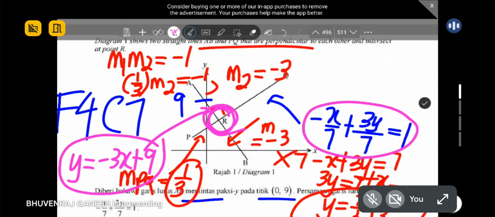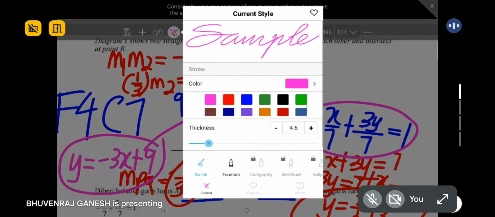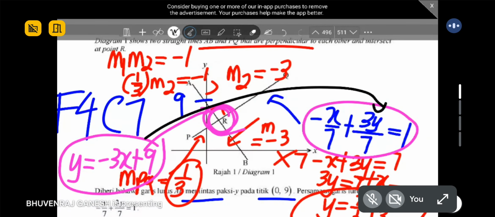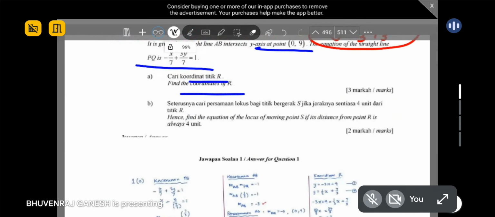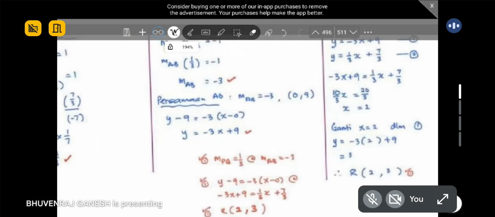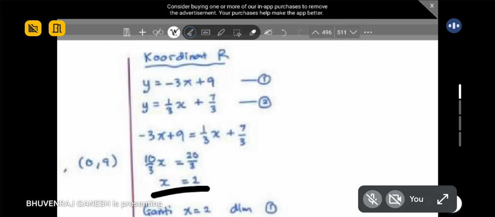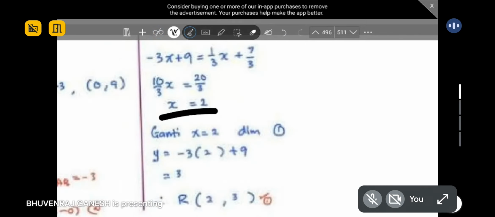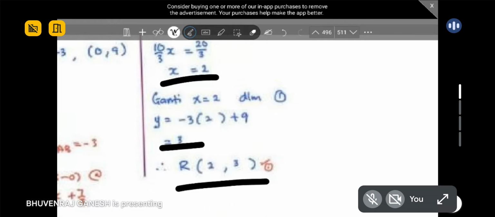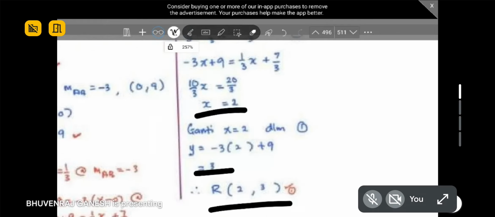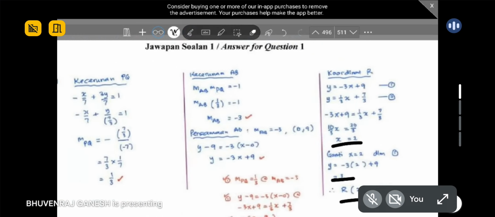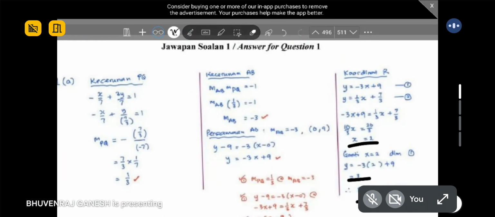So this equation and this equation simultaneous, you need to solve. What you can do is just substitute. Gantikan saja, because you have your y already. So just substitute negative 3x plus 9 in your y, and then you can solve for x. Selesaikan untuk x. You can see over here, guys, the working. This is the simultaneous part. You just substitute and you will get x equal to 2, and you substitute back in any equation, you will get y equal to 3. So your final answer for coordinate R is 2, 3. Do you get the concept, guys? Dapat? You can see, guys, it's very strategic, the working process.